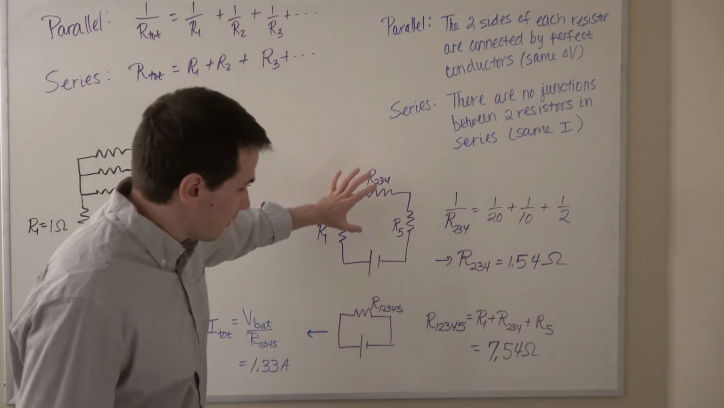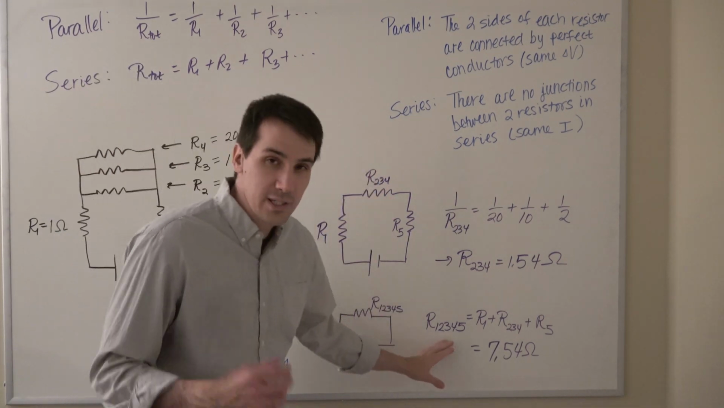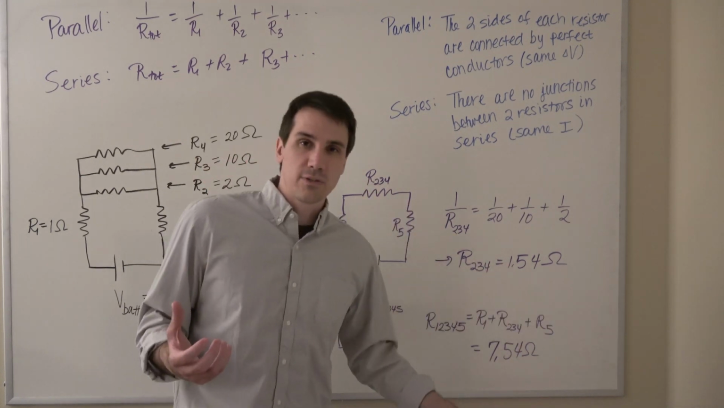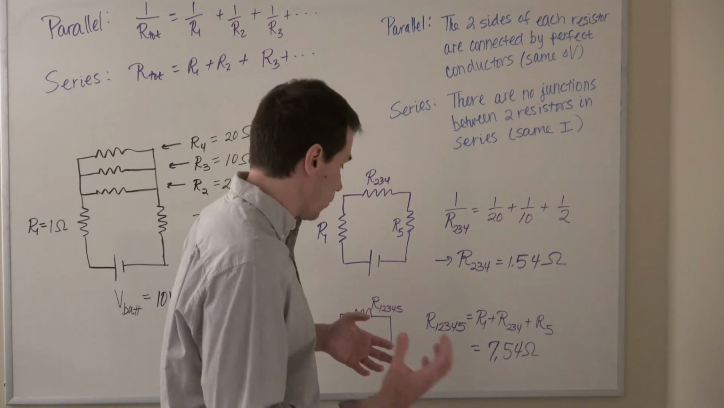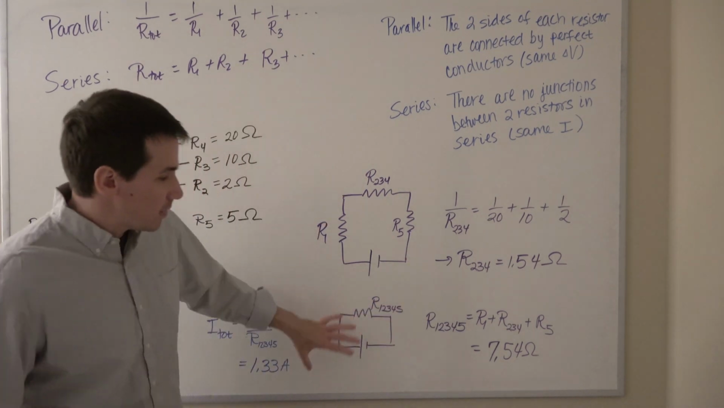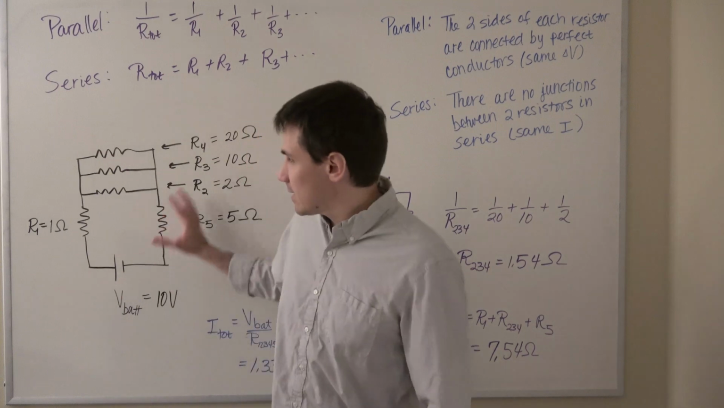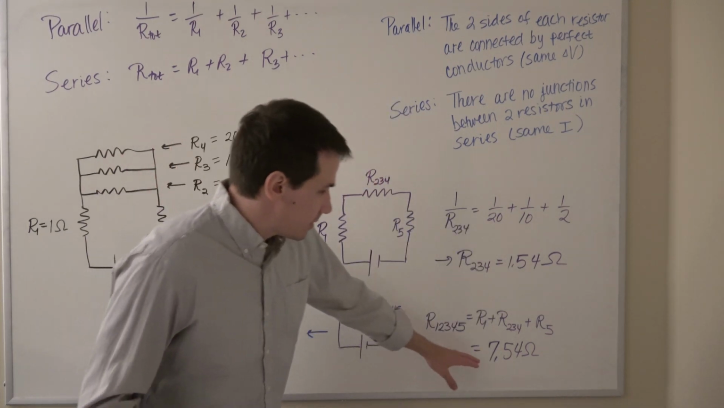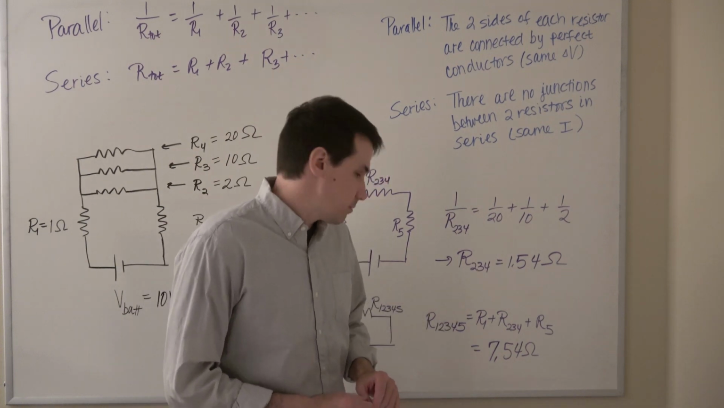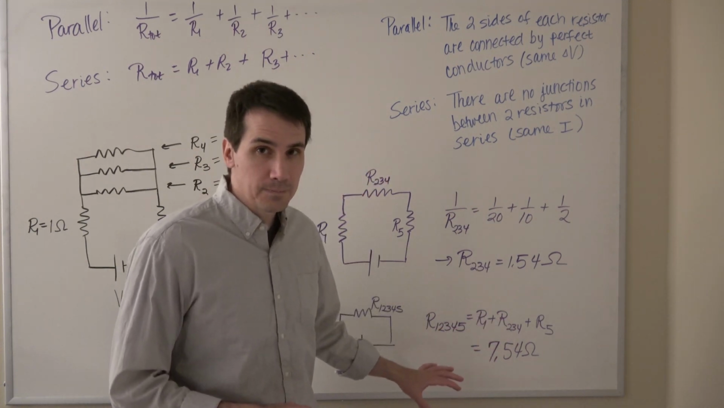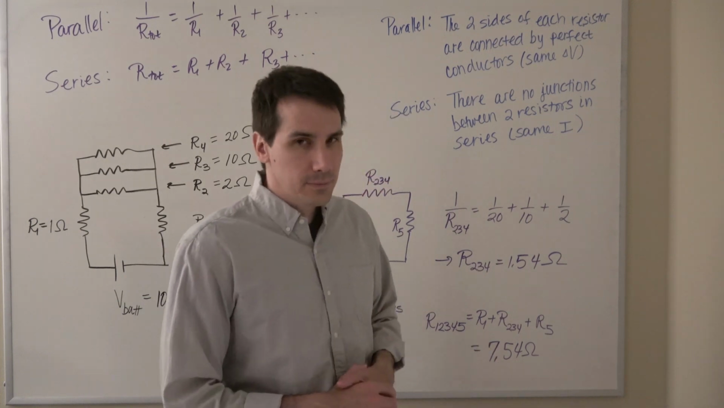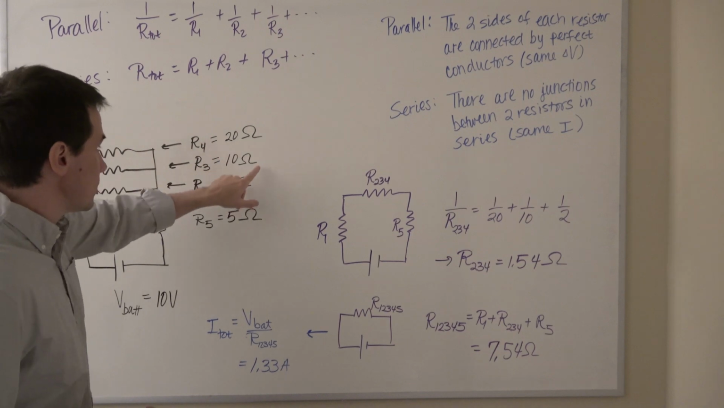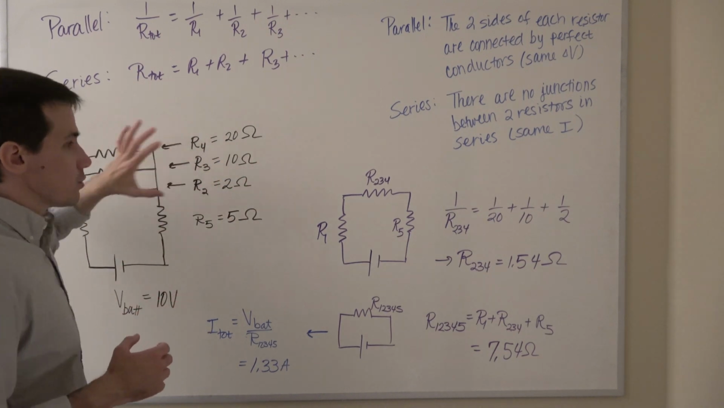So we have this simplified circuit, and now we can just use our series resistance rule, where we simply add up the resistance of each of the resistors in series to find the total resistance. So we find that the total resistance of this entire circuit, when we combine all of the resistors appropriately, is 7.54 ohms.